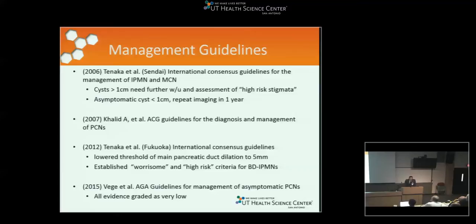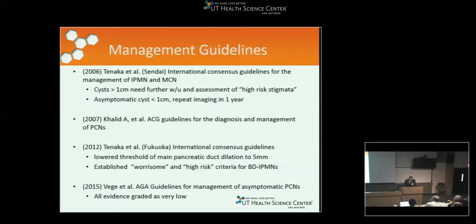Over the past decade, there have been several guidelines published to try to answer these questions, beginning in 2006 at the Convention in Japan. Tanaka et al. published the first international consensus guidelines for the management of IPMNs and MCNs. And initially, they recommended that cysts greater than 1 centimeter need further workup and assessment for what they called high-risk stigmata that I'll talk about in a few minutes. Conversely, asymptomatic cysts less than 1 centimeter required repeat imaging in 1 year, and if stable, no further surveillance.